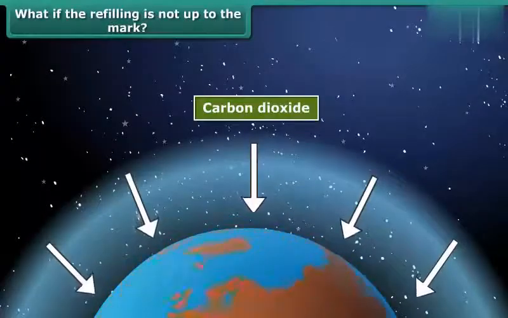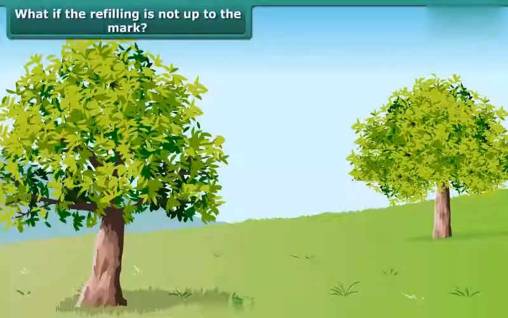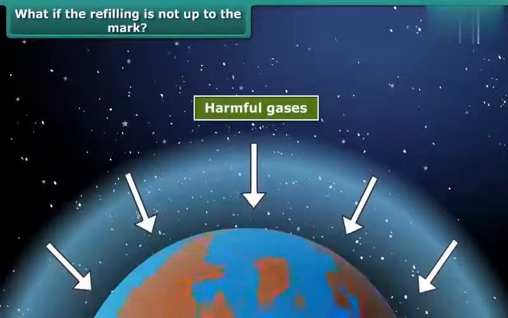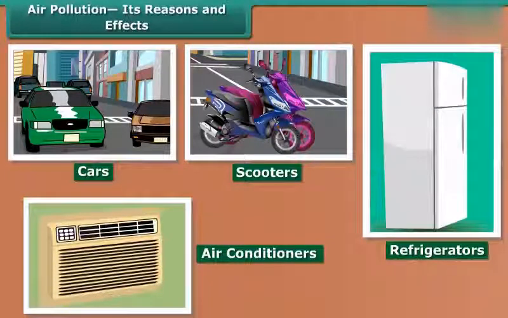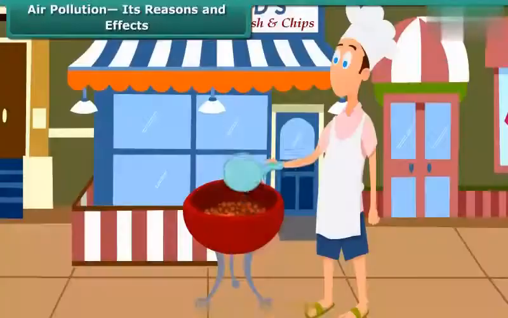What if carbon dioxide is pumped more into the atmosphere and it is beyond the capacity of plants to maintain the carbon dioxide-oxygen balance? What if other harmful gases are released in the atmosphere? The answer is, it results in air pollution. Cars, scooters, air conditioners, refrigerators, and many other things release harmful gases that pollute air. The enormous amount of carbon dioxide formed during burning of coal also pollutes air.